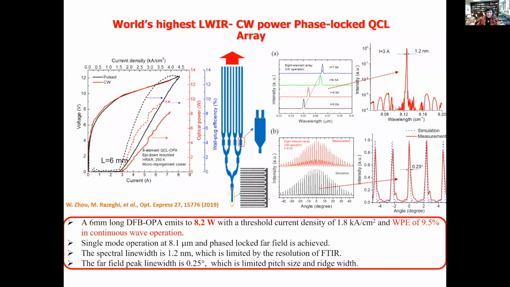That we demonstrated here is the world's highest long wavelength infrared continuous wave power from phase locked arrays. We have 8.2 watts with a wall plug efficiency of 9.5% at room temperature, 1.8 kiloamperes, and very nice performance at the same time. The spectral width is very, very narrow, 1.2 nanometers, and at the same time the far field peak is 0.25, which is the limit of the system. So all of that is a demonstration, and now it is going to the future for different applications.